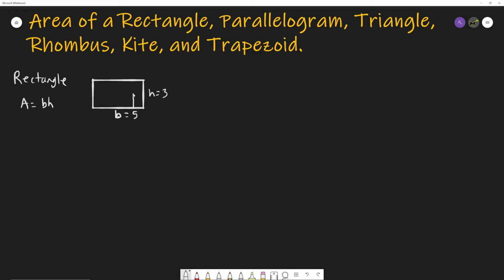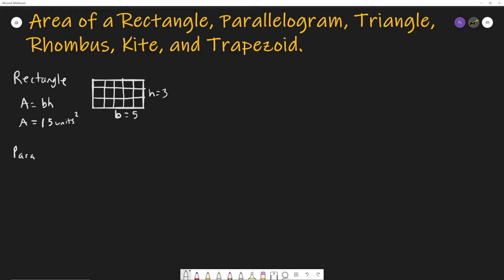the reason this works out is because we'd have 5 equal spaces for our base, and you'd have 3 equal spaces for your height, giving you a total of 15 units squared. So base times height, 5 times 3 would be 15 units squared. The reason you'd have to square this is because it's 2 dimensions. You have a base and a height, or a length and a width.